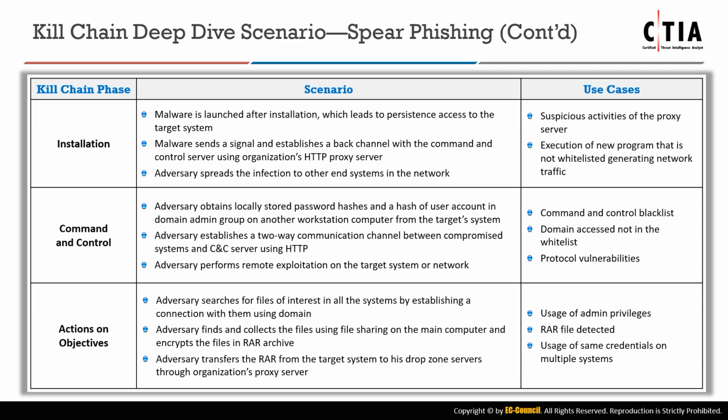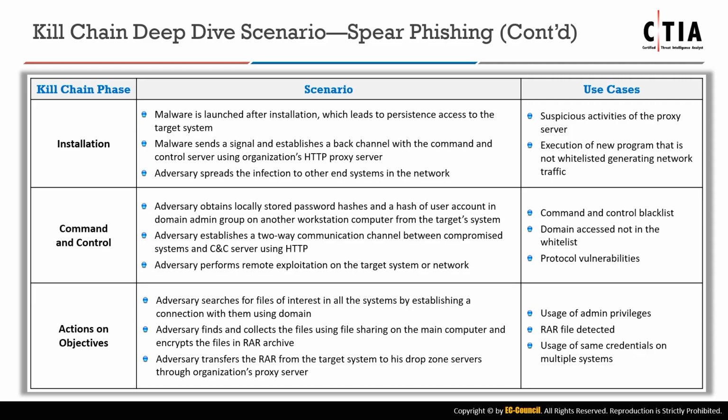Next, we see domains accessed that are not in the whitelist. Again, we go back to the fact that on our servers and on our workstations, we should be whitelisting applications. That means that only those applications can run. Any new application that attempts to run or get installed will be blocked. And also, we should be constantly scanning for protocol vulnerabilities. In this case, we didn't, so we go to the next link in the kill chain.